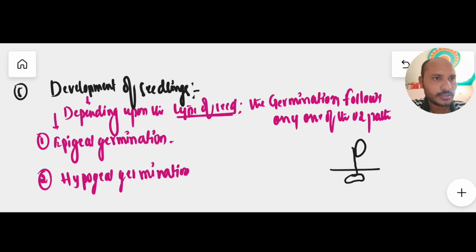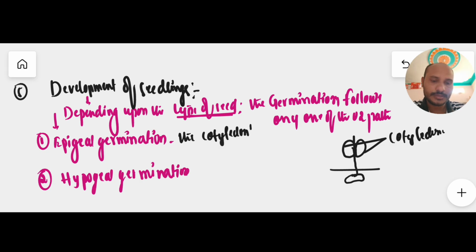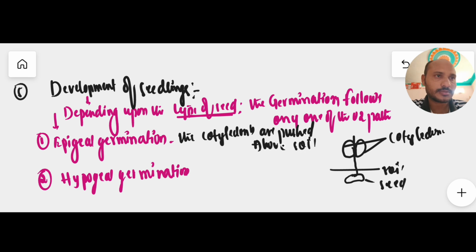So here the cotyledon will appear like this. See this structure, the development of a structure like this is called epigeal germination of seedling. Here the cotyledons are pushed above the soil. See, this is the soil, and here we have the seed above the soil. This type of germination generally occurs in various plants like castor, bean plant, and, very important, tamarind.